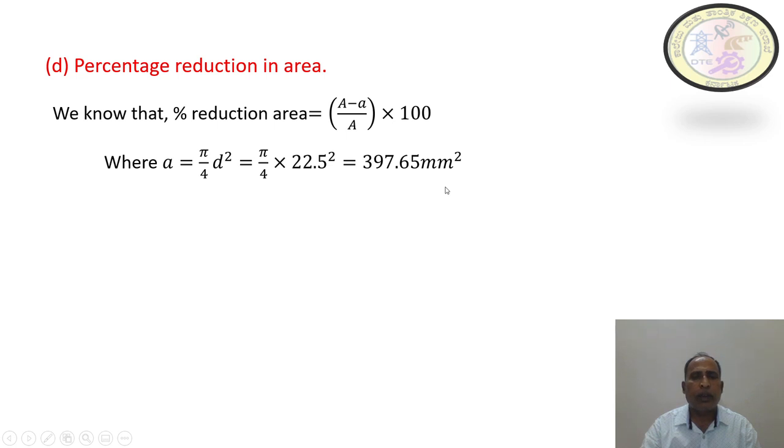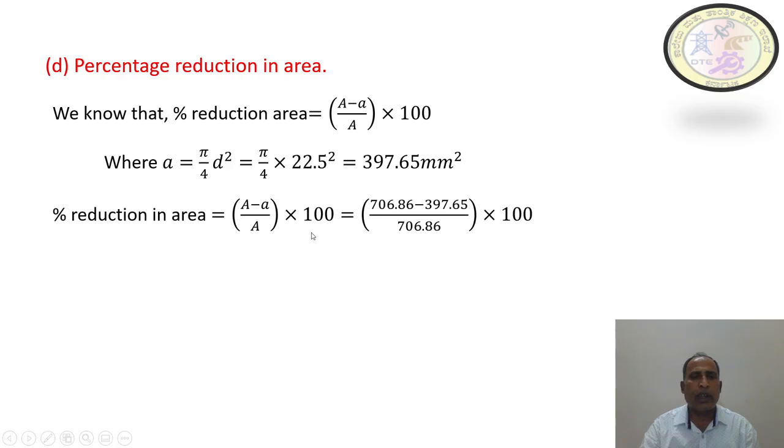So substitute the value of original area and the neck area, and then we get the percentage reduction in area. Therefore percentage reduction in area is capital A minus small a divided by capital A into 100, that is 706.86 minus 397.65 divided by 706.86 into 100. So the percentage reduction in area will be 44.49%, or sometimes you can say it as 45%.